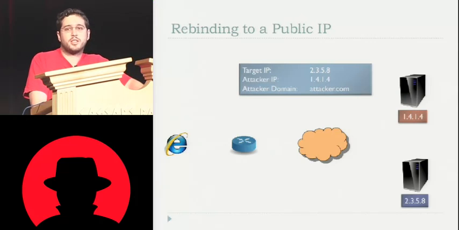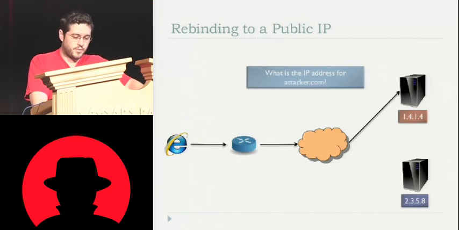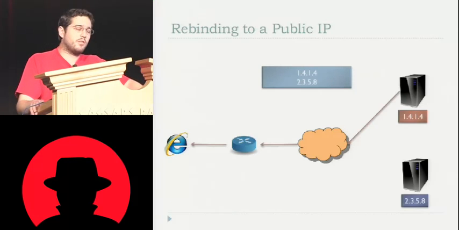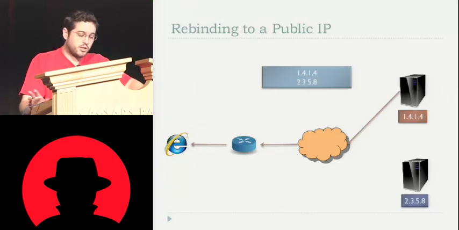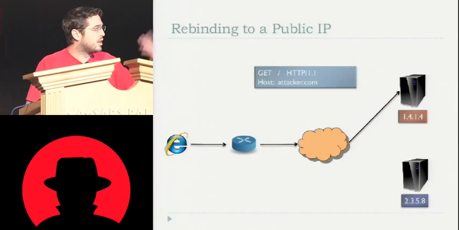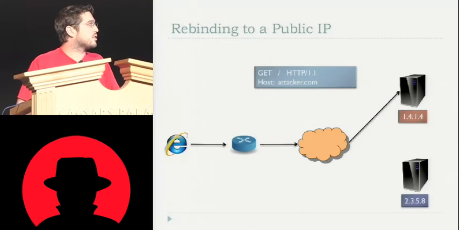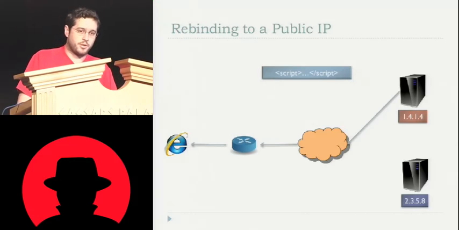So the first thing the browser does is a DNS lookup. It says, what's the IP address for attacker.com? So the attacker's DNS server then says, oh, I actually have two IP addresses, 1.4.1.4 and 2.3.5.8. Now, 2.3.5.8 is obviously not the attacker's IP address, but the browser has no way of verifying that. So it just says, okay, you've got two IP addresses, I trust you. So it's going to try the first IP address first, which is 1.4.1.4, does its GET request to the attacker's server, and the attacker sends back some JavaScript code.